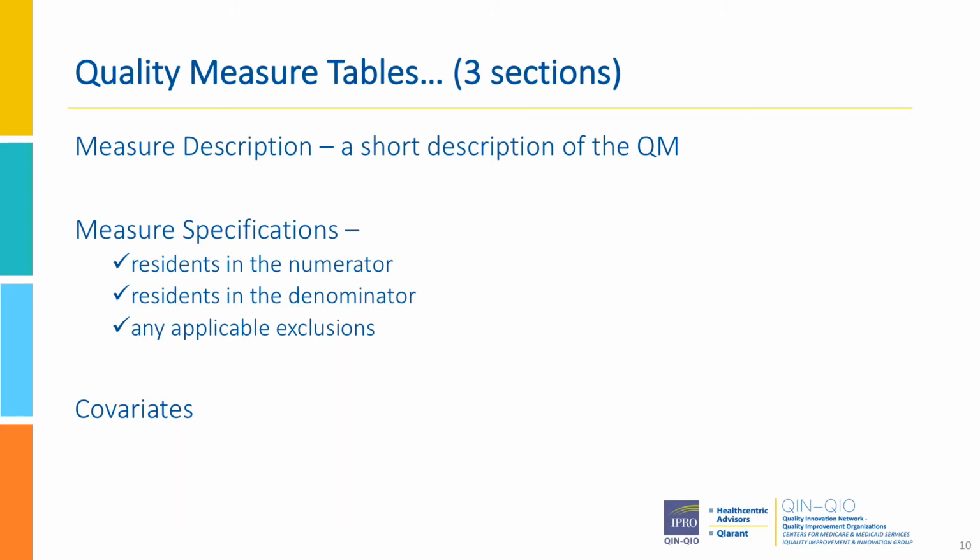Again, my source for this information is the actual MDS 3.0 Quality Measures User's Manual that is available on the internet. For each of the quality measure specifications, there are 3 components or 3 sections. The measure description, which is a short description of the quality measure itself. The measure specifications, which details which residents are in the numerator and in the denominator, as well as any exclusions for that specific quality measure. And finally, covariates, which relates to any risk adjustments being made in the quality measure calculations.